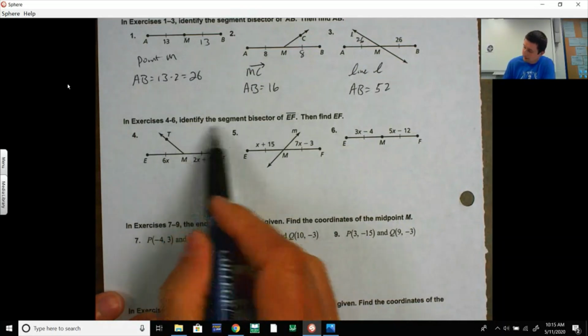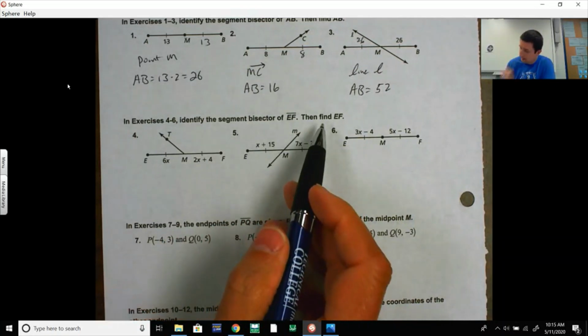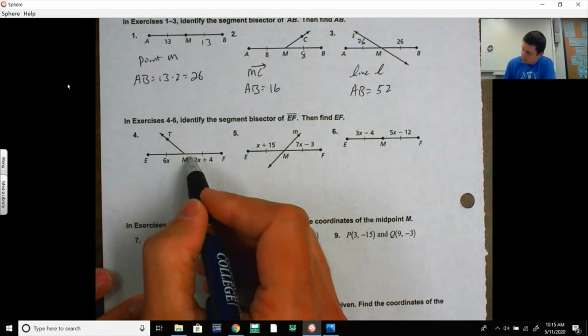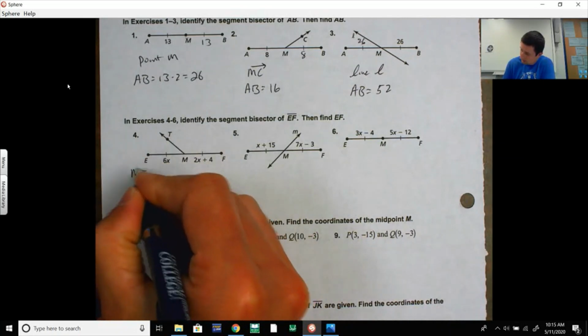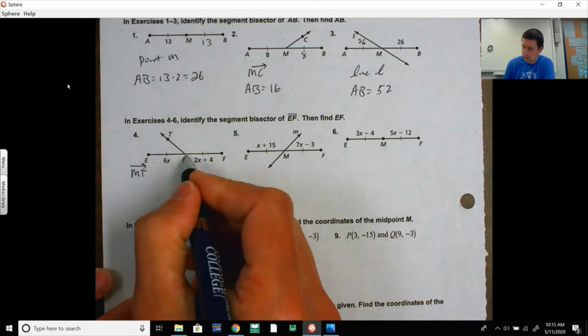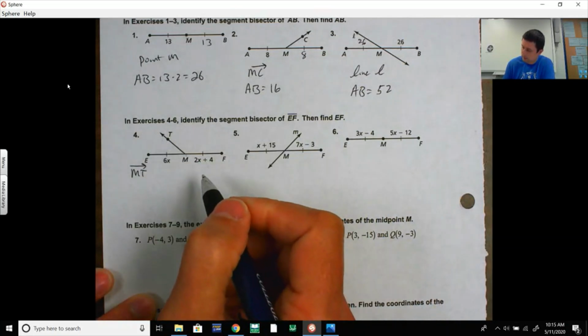Okay, identify the segment bisector, then find EF. So here, your segment bisector is ray MT. Okay, M, endpoint, in the direction MT.